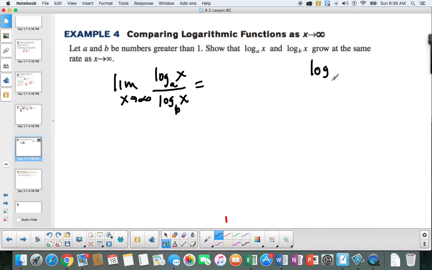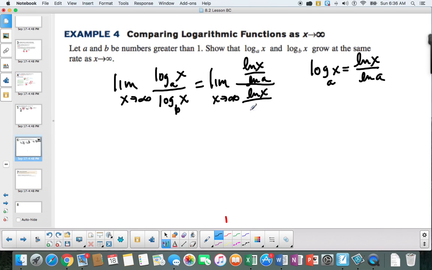Now let's remember one of our identities here, that log base a of x is the same thing as natural log of x over natural log of a. So I'm going to write this in terms of the natural log. I could have done it with log base 10 as well. Natural log of x over natural log of a, and then the same thing for b, natural log of x over natural log of b. And we can see we can do some reducing. This should have been a over b right here.